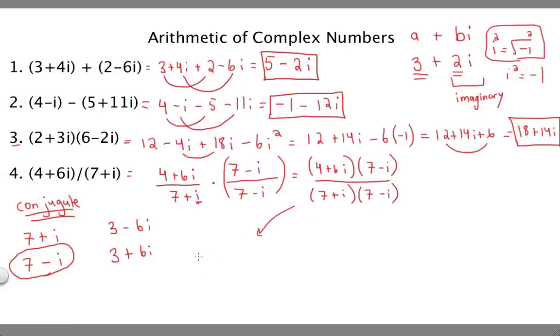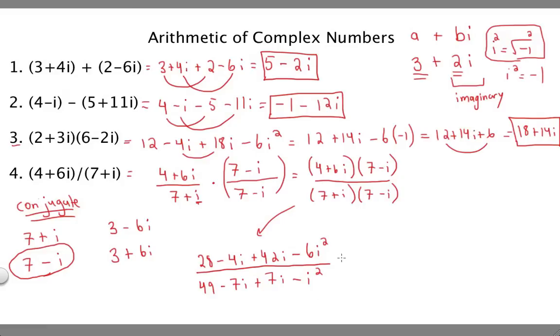So we have 4 times 7, 28. 28 plus 4 times negative i, so minus 4i, plus 6i times 7, plus 42i. Then we have plus 6i times minus i, that's going to give us negative 6i squared. And on the bottom, we're going to have 7 times 7, 49, plus 7 times negative i, negative 7i, plus i times 7, plus 7i. Now we're going to have a plus i times a negative i, which is negative i squared.